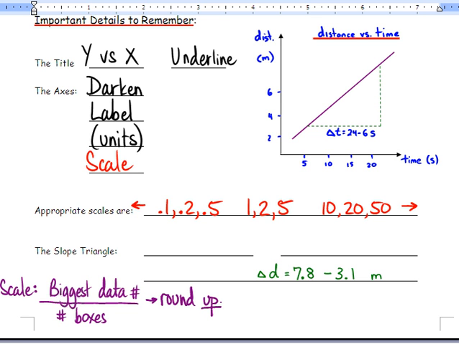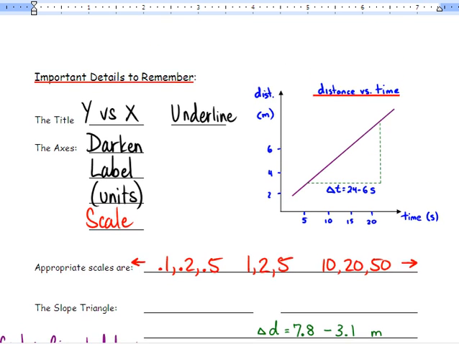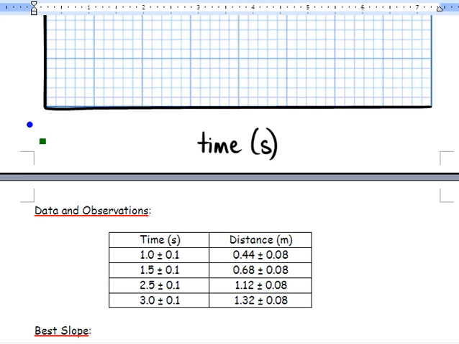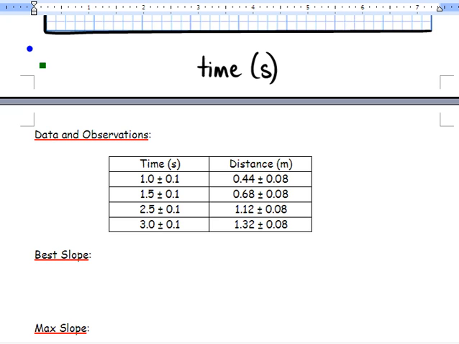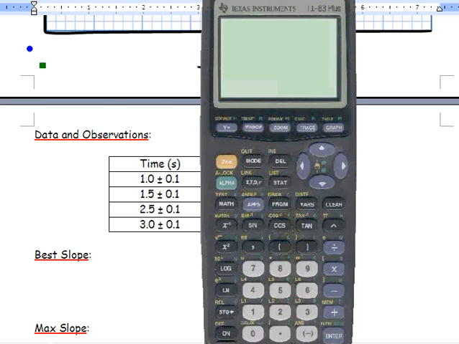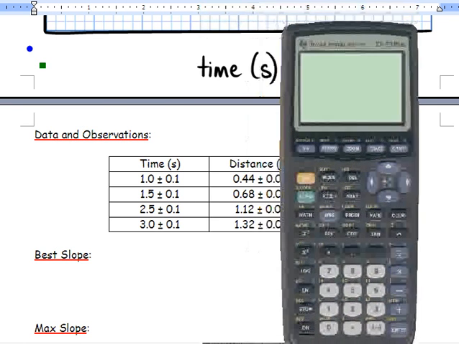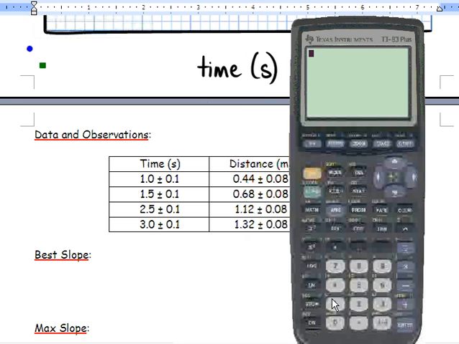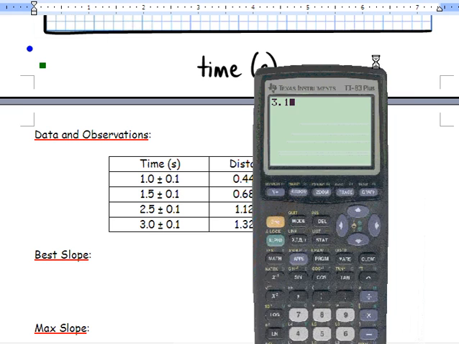So let's look at what that means by using some of the data. If I scroll up to our data table, let's do the time axis first. The biggest value we have to plot is actually not 3. We have to include that uncertainty. It's 3 plus the 0.1, so it's actually 3.1. So on our calculator, we're going to type in the biggest number we have to fit on that axis, which is 3.1, and we're going to divide by the number of boxes.